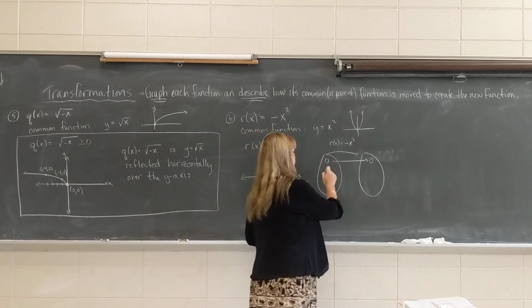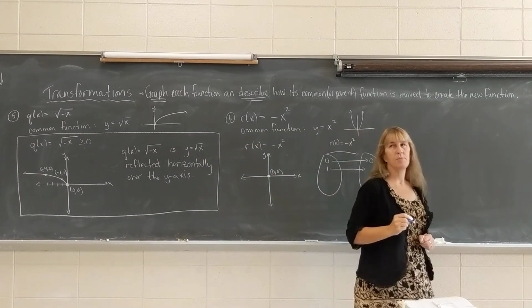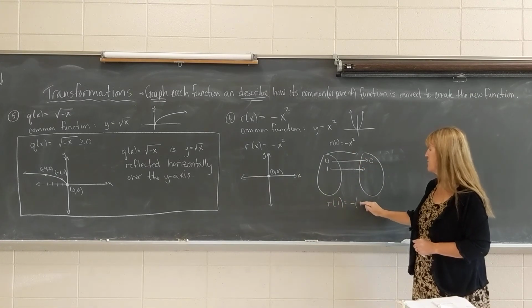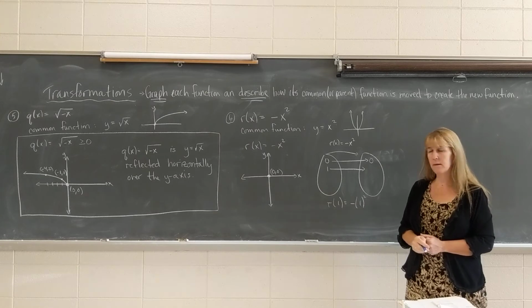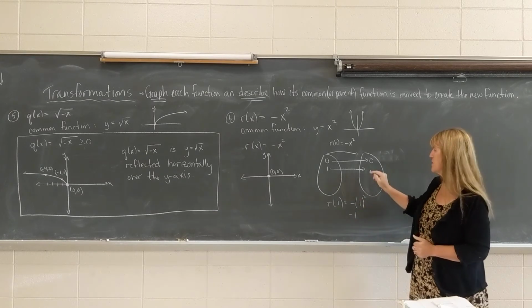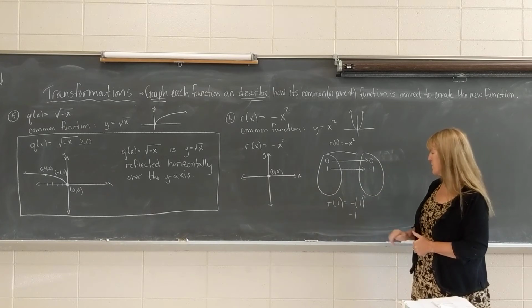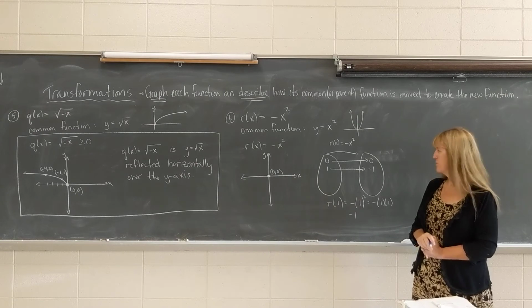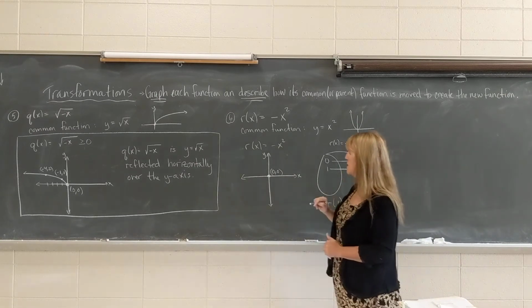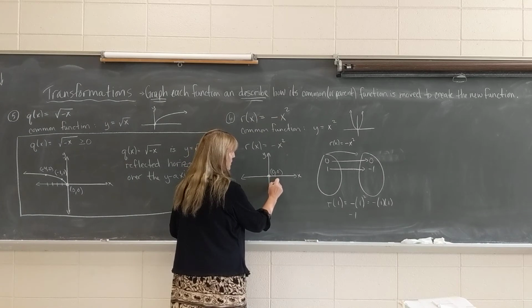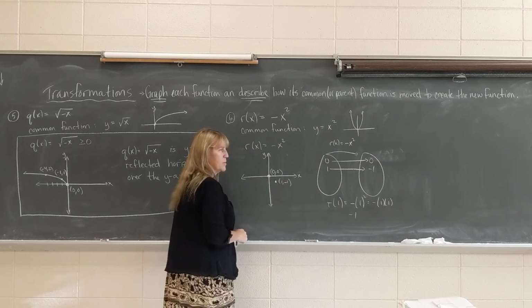Let's put a 1 in here. If I put a 1 into this function, r of 1 will equal negative 1 squared. 1 squared is 1. Negative on the outside of it means negative 1. So 1 goes in and a negative 1 comes out, so therefore my input-output, 1, negative 1, is right here as my xy coordinate point.